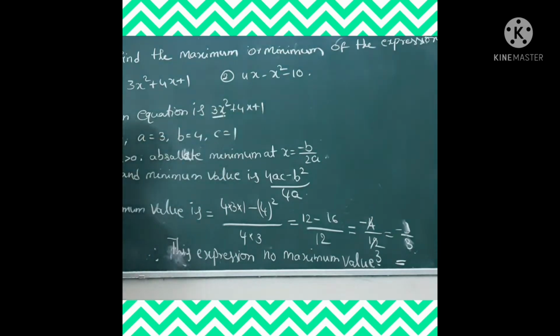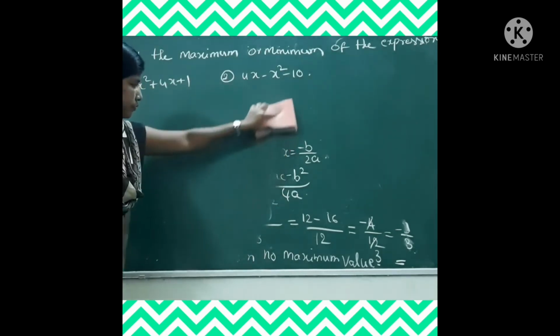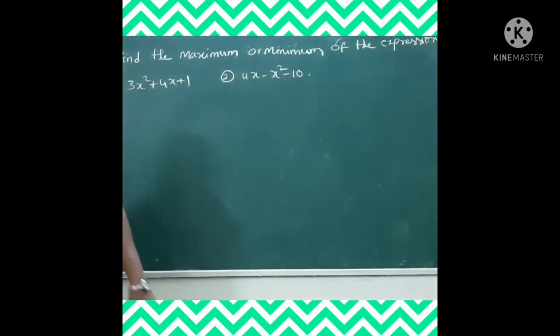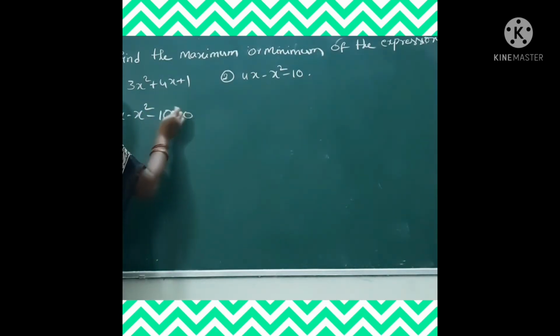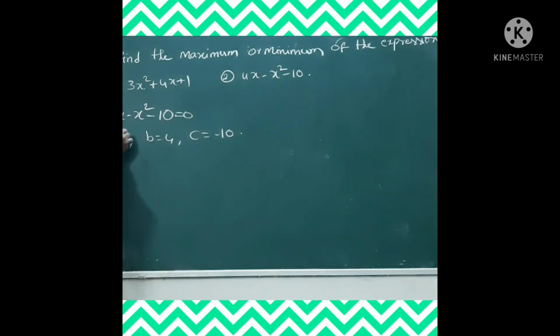That's why the second one is the maximum value. This is also now solved. See here, the second one is 4x minus x square minus 2 equals 0. The coefficient a is minus 1, b is 4 and c is minus 2. This one is a negative value, that is, a is less than 0.